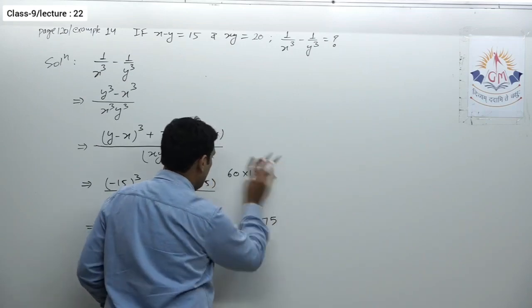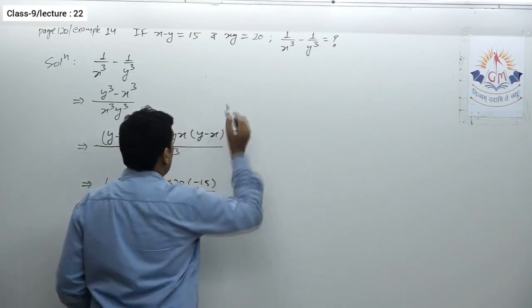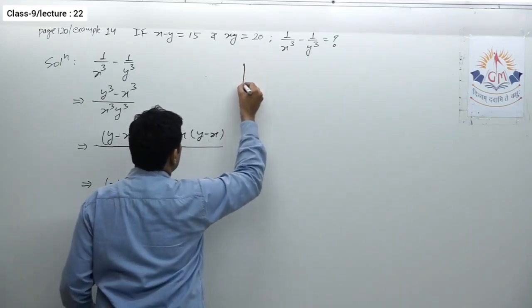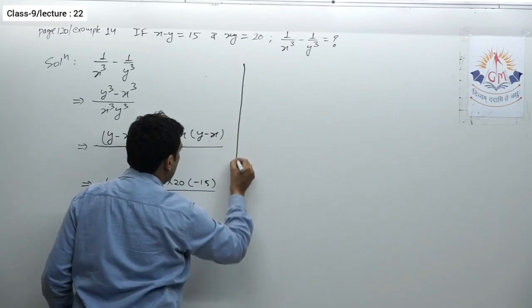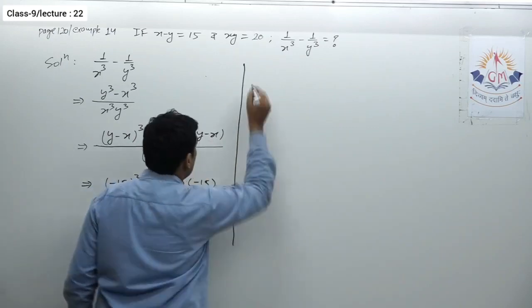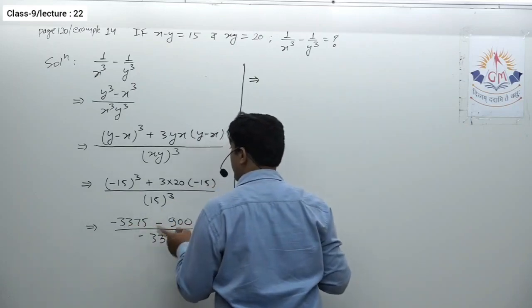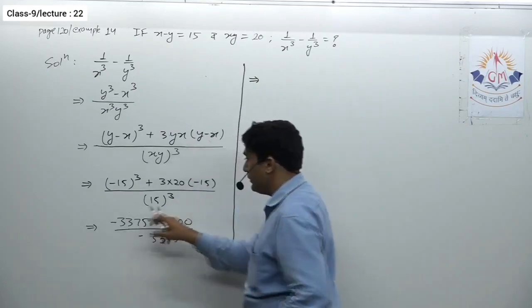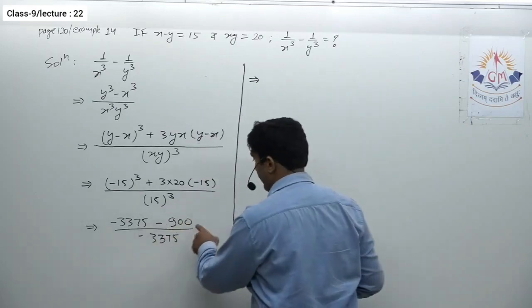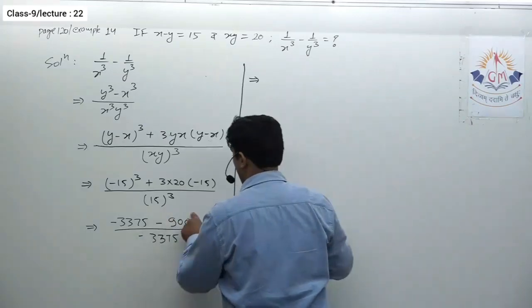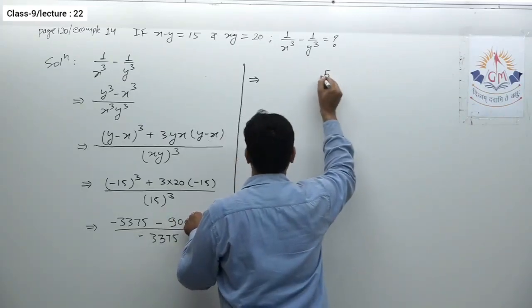Okay, it is okay. This value is correct. Now further, only the simplification part is left. That is, minus 3375, 900. So actually both have the negative sign. So if we have to add, 5 plus 0, that is 5.